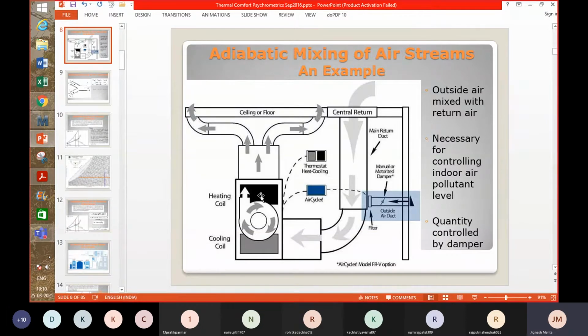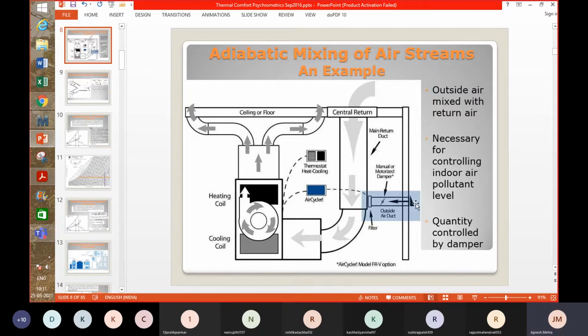So you should not unnecessarily add more outside air, but of course you should add enough so that the amount of pollutant inside the room remains in check and does not cross the recommended limits. For that, the required oxygen level should be maintained and the CO2 level should be limited.